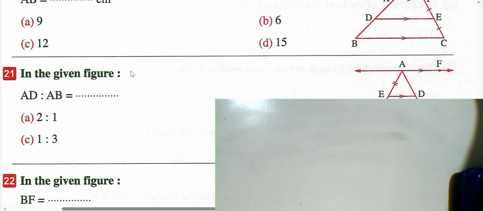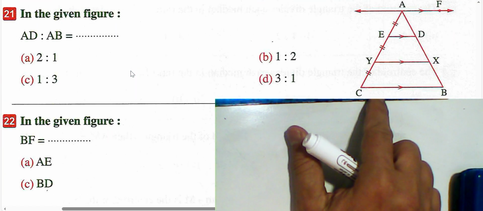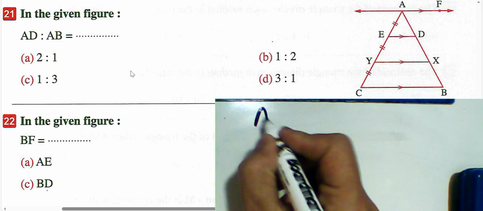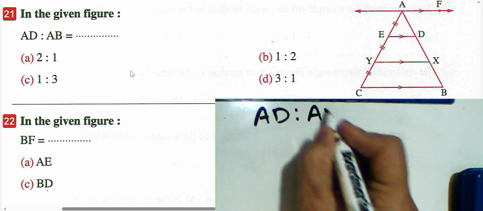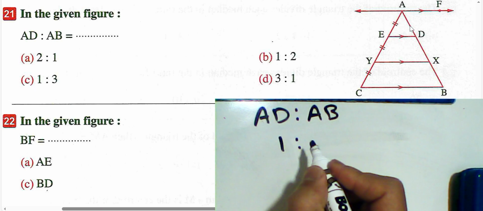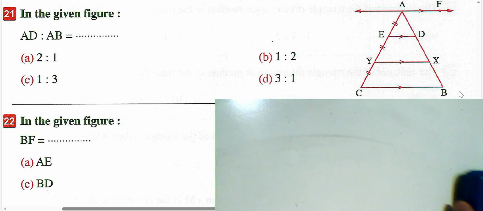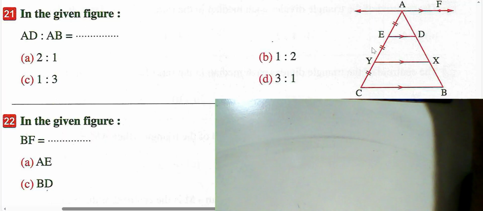Choose letter A. The given figure here, he wants to find the ratio between AD to AB. AD is 1 part. From A to B is 3 parts, then the ratio will be 1 to 3 because we have 2 transversals about 3 parallel sides.